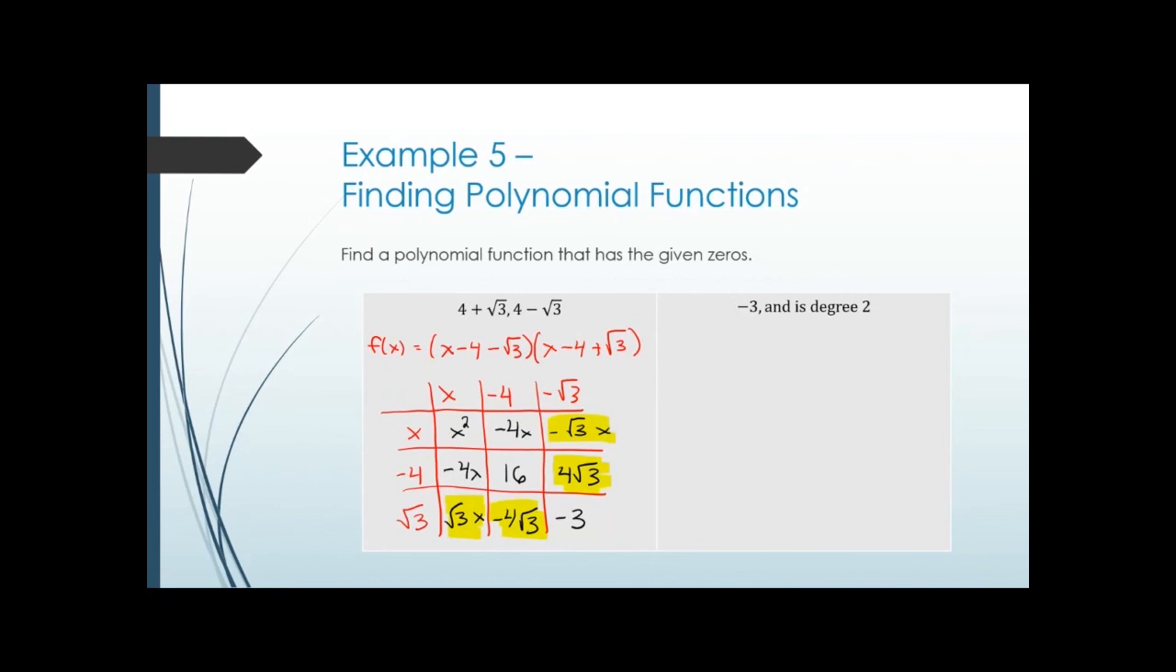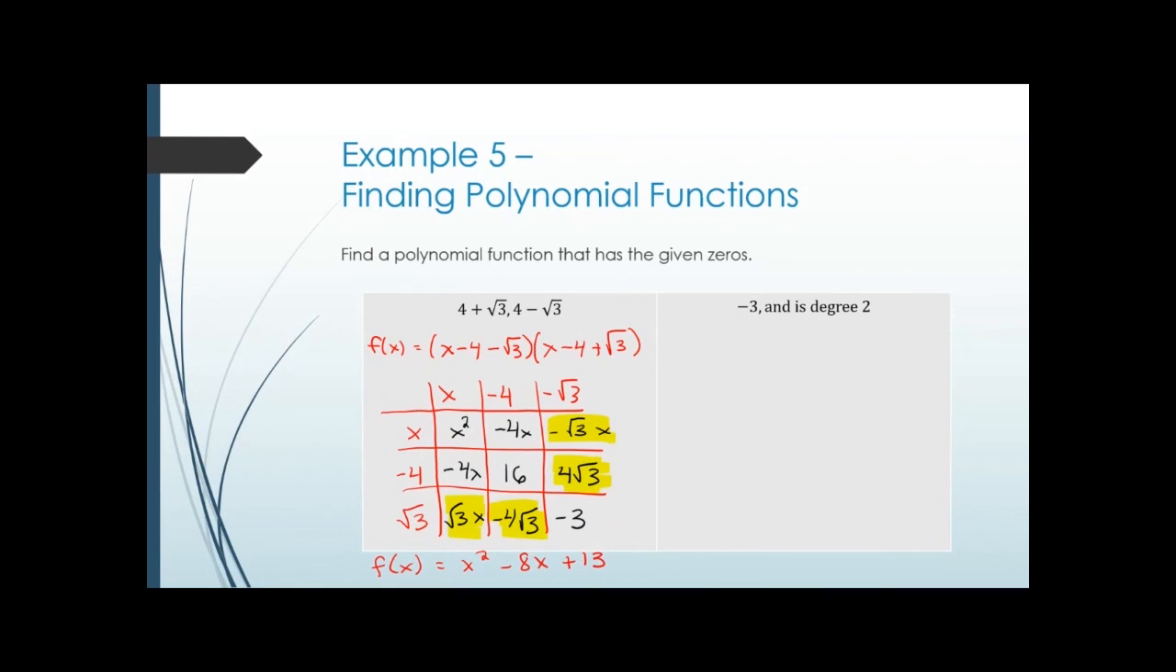So I now need to take everything I have in black that I haven't canceled. So I have an x squared. I have a negative 4x and a negative 4x. Those add to negative 8x. And then I have a 16 minus 3, which is 13. So this comes out to x squared minus 8x plus 13. And so in this case, we definitely want to multiply it out because it's easier to read than when we had it in factored form.